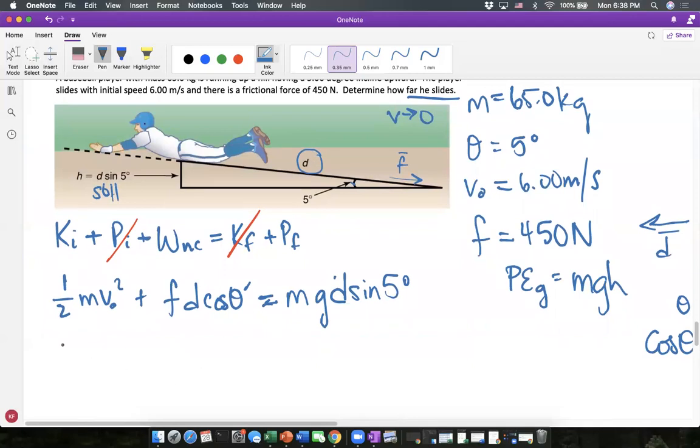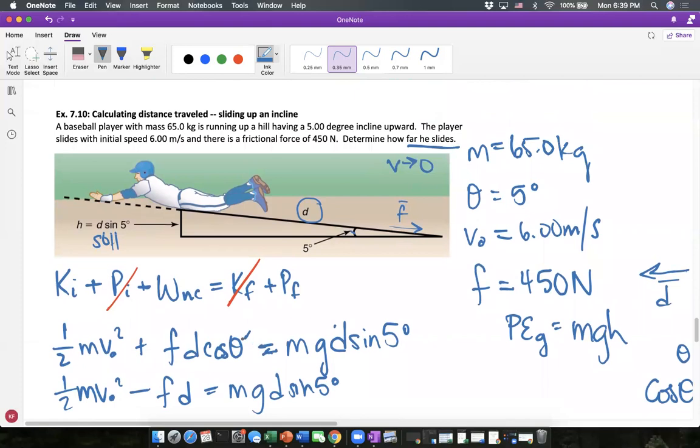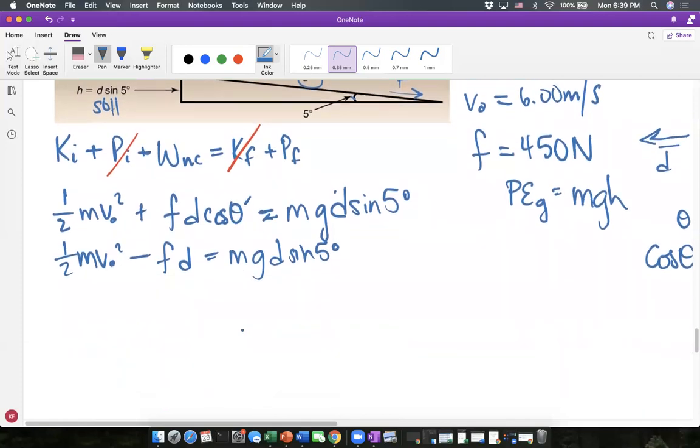All right. So now we can write this equation again and say 1/2 mv0 squared minus, because of this here, F times D, which is the distance traveled, equals mg d sine 5 degrees. So all we need to do is solve for our distance d, and that will answer our problem of how far he slides. So let's go ahead and do that.